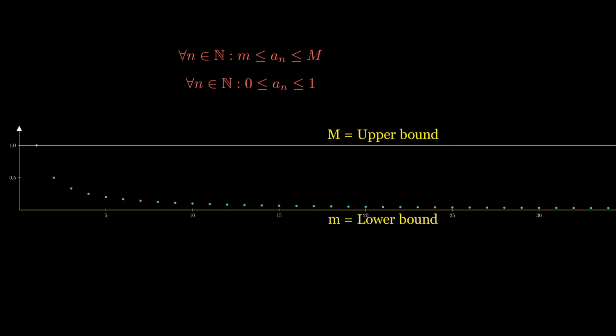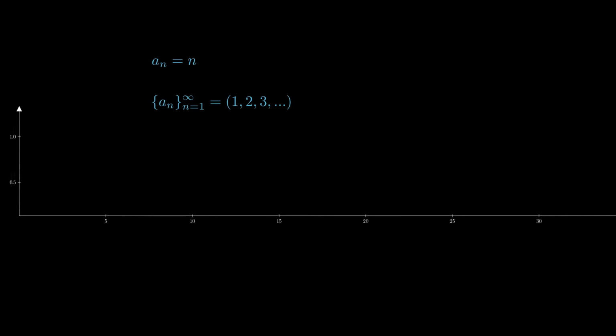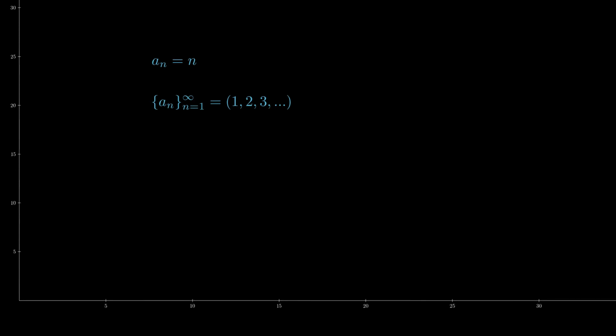Of course, we could have taken other lower bounds and upper bounds, but the fact that it is bounded is what's important right now. Now, to explore this idea a little bit more, let's look back at a_n equals n, the first sequence we saw, 1, 2, 3, and so on. And let's ask ourselves, is this sequence bounded or not? So let's draw it, because we know how to visualize a sequence now. And now let's try to bound it.